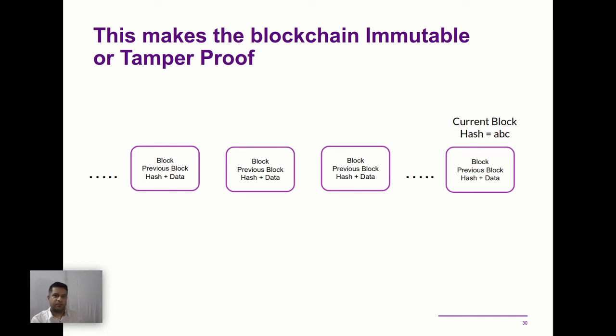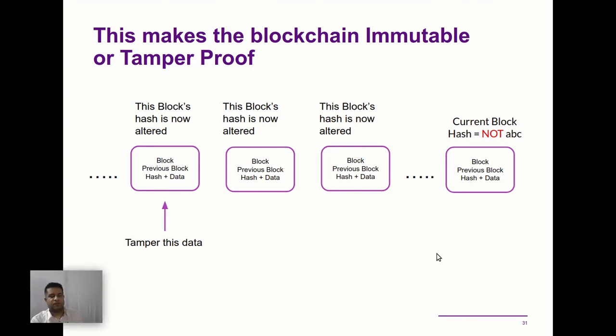Now this simple sequencing of blocks, with one block linking itself to the previous block using hashes, is what makes blockchains immutable or tamper proof. The question to ask is, how does this happen? Every time I add a new block, I'm calculating the hash of the previous block and adding it to this new block that I'm adding on the stack. The latest block will have some data and the previous block's hash.